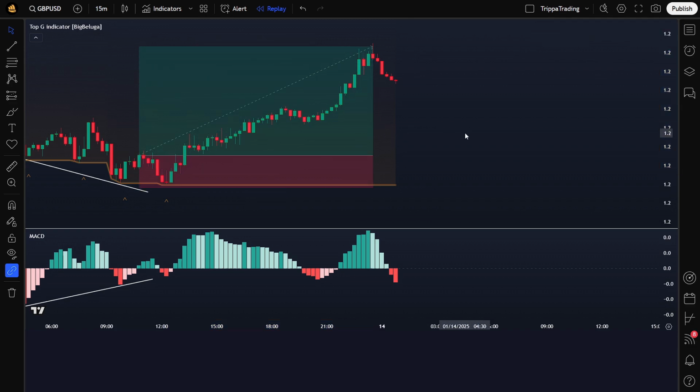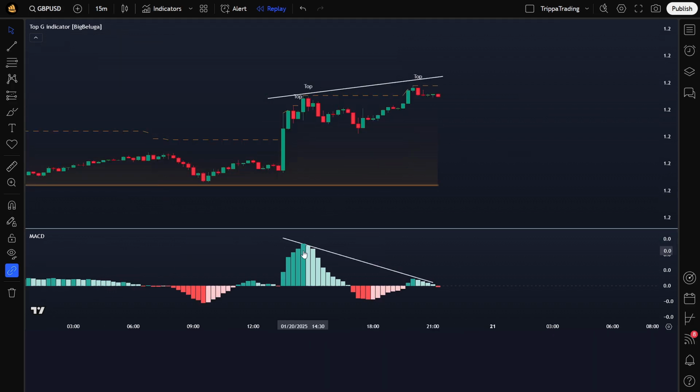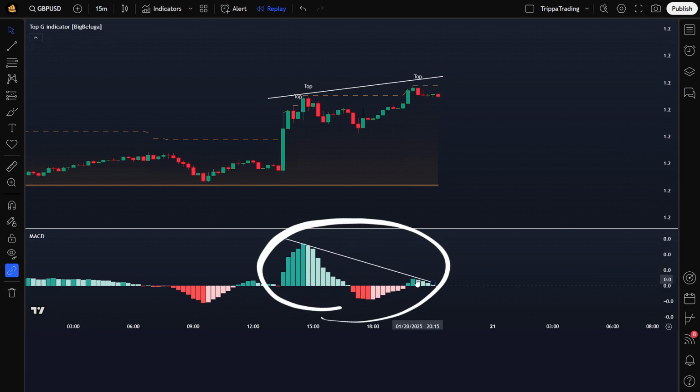Now, let's go through the rules and conditions for opening a sell trade using this strategy. For a sell trade, we follow the exact opposite steps. The first step is to look for a bearish divergence on the MACD. A bearish divergence forms when the MACD creates 2 highs with a dip in between. The first MACD high must be higher than the second one. It should look like this.